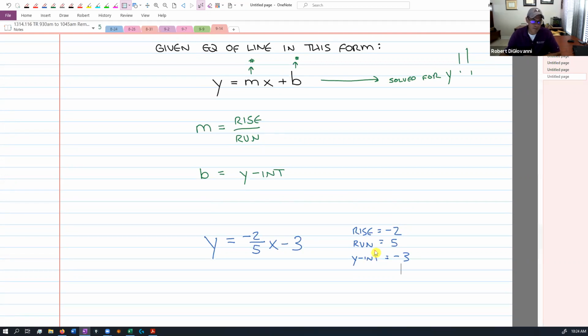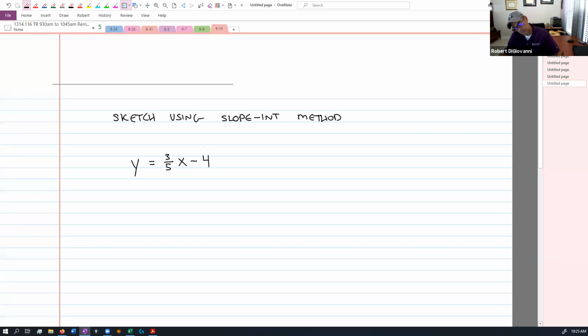So let's see if this makes sense. I'm going to do an example now, a new example. Let's see how we handle it. All right. So let's sketch this using the slope-intercept method. All right, y equals 3/5 x minus 4.